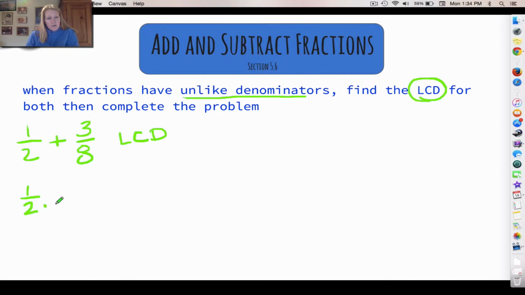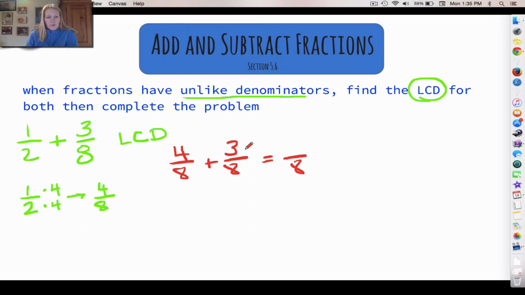And so to do that, I would multiply the denominator by 4, which means that I have to do the same thing to the top, and I will get 4/8, which, as it turns out, is an equivalent fraction, which we've been learning before, to 1/2. But this is one that is compatible with the 3/8. So now our problem has become 3/8 plus 4/8.